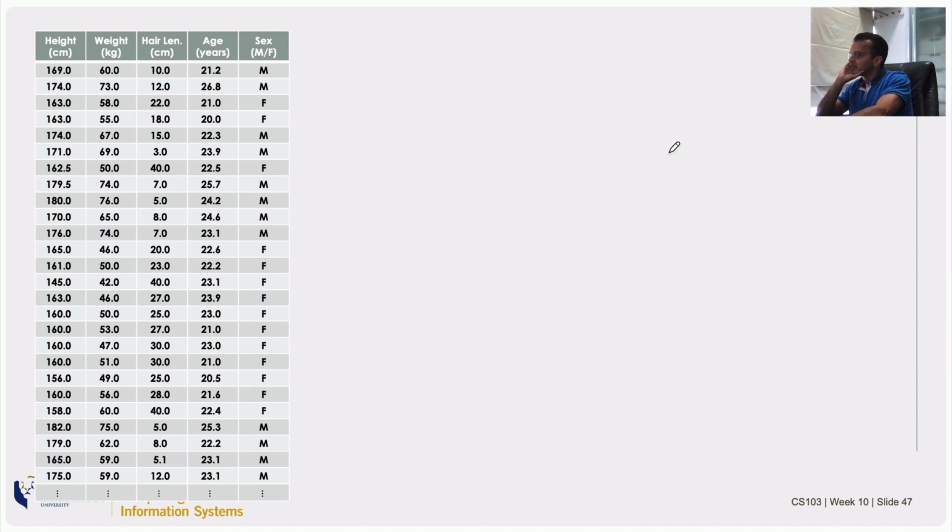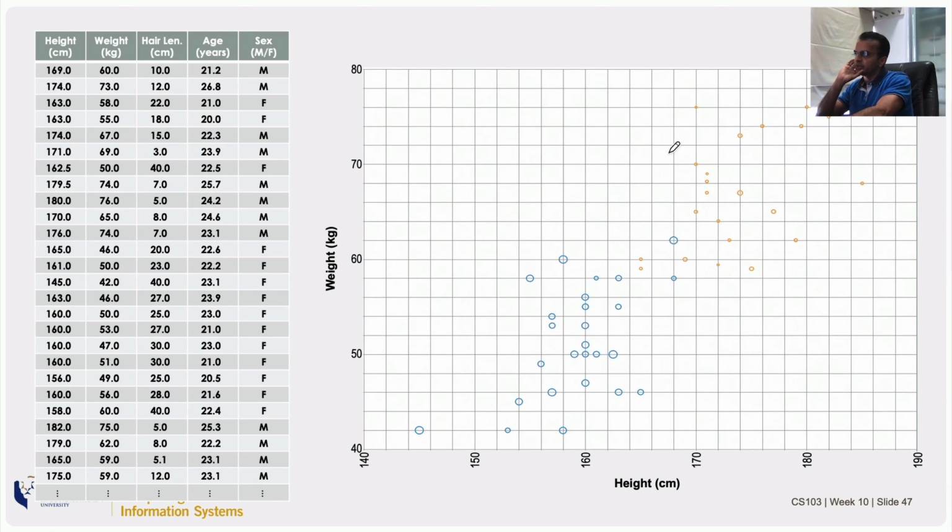So let's look at the data. I have 127 numbers. If I were to plot them, I have 5 different variables really. I think I'm going to ignore age. I'm showing height along the x-axis, weight along the y-axis. People who are taller tend to be heavier. So there's some kind of line here. And then I'm showing the length of hair by the size of the point.